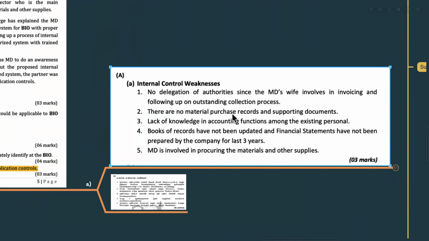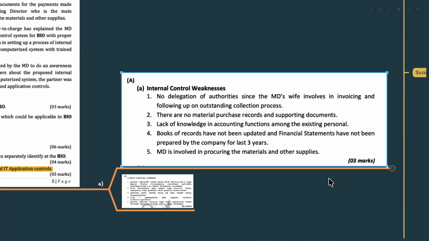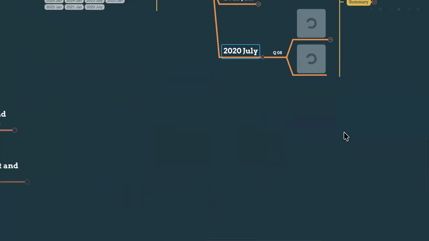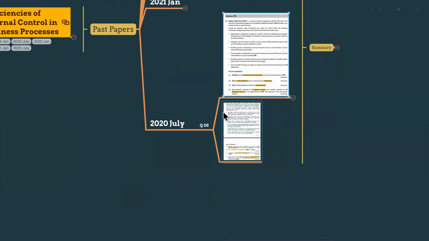And there are no material purchase records and supporting documents. Without supporting documents, how can we make the payments? Without GRN, without purchase orders, without invoices. So, lack of knowledge in accounting functions amongst existing personnel. Books of records have not been updated and the financial statements have not been prepared by the company for the last 3 years. The MD is involved in procuring the materials and other supplies. So see, all are weaknesses, right? And let's see the 2020 July questions.